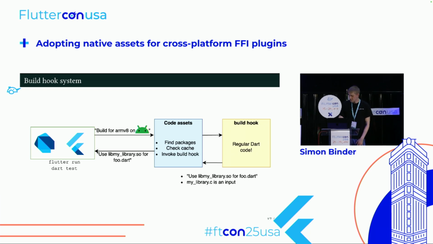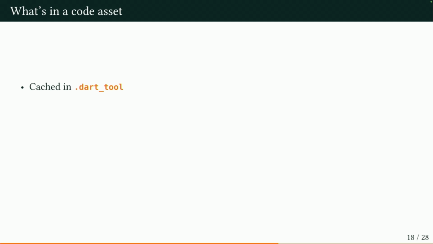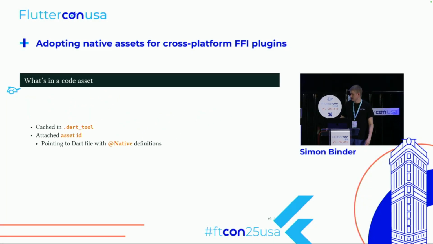So these libraries that we're emitting here are called code assets in this notion. And they're essentially just files that are cached somewhere in your .dart_tool folder. So you don't really have to care about these. That will not clutter up your file system. And they have an attached asset ID, which is essentially a Dart file. And then, as I've mentioned, if that Dart file contains a native annotation that points to a C function, that C function is going to get resolved against the code asset which I've generated.